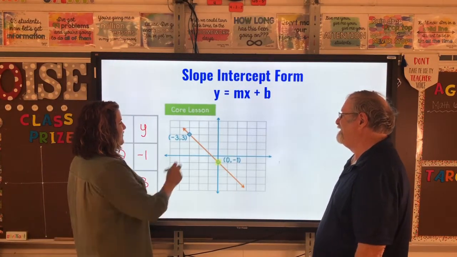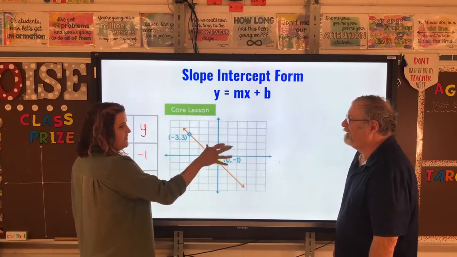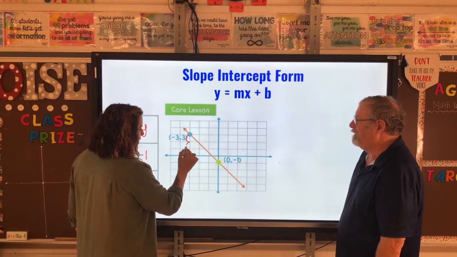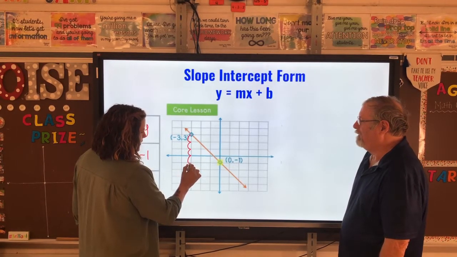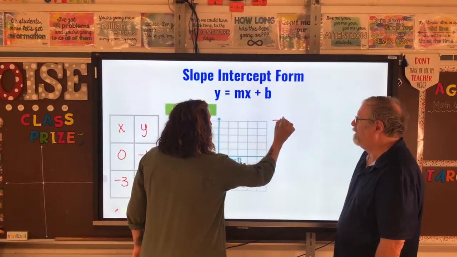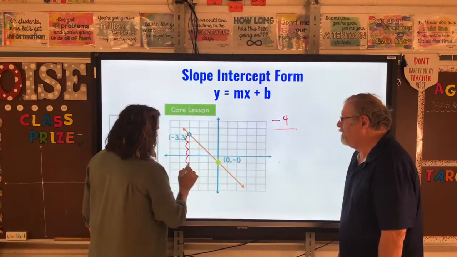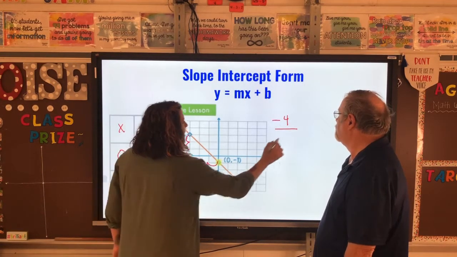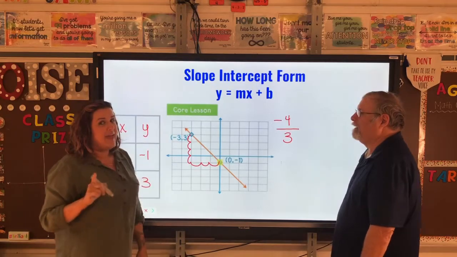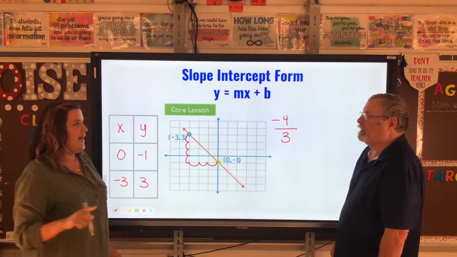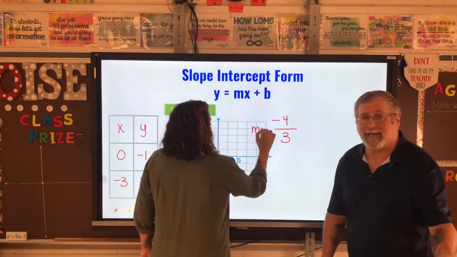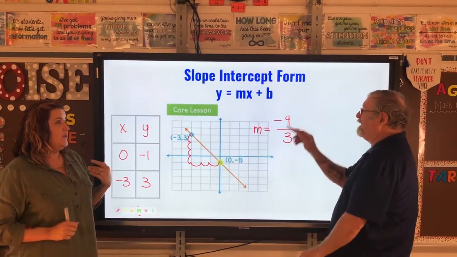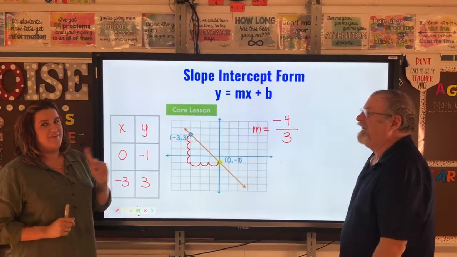Okay, so if I wanted to hop from the one that's on the most left to the one that's more on the right, I'm going down 1, 2, 3, 4. So that's -4. Over, going to the right, 1, 2, 3, +3. So -4/3 is my slope. And notice it's negative, and that's okay, because a negative divided by a positive is going to be a negative.